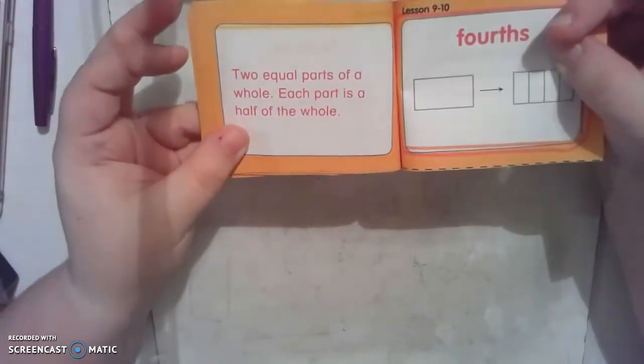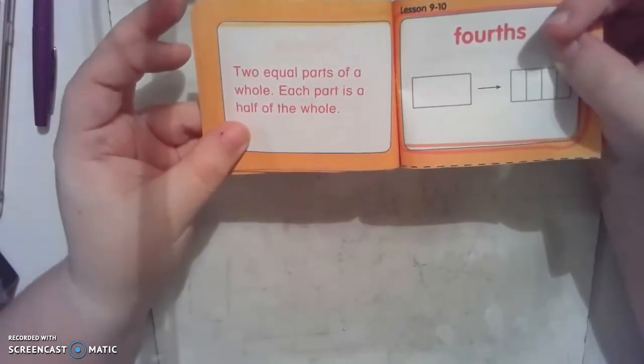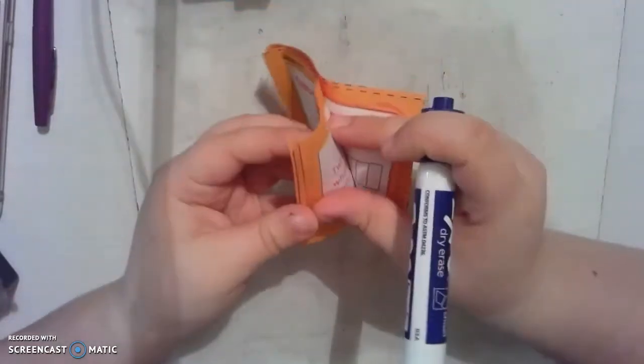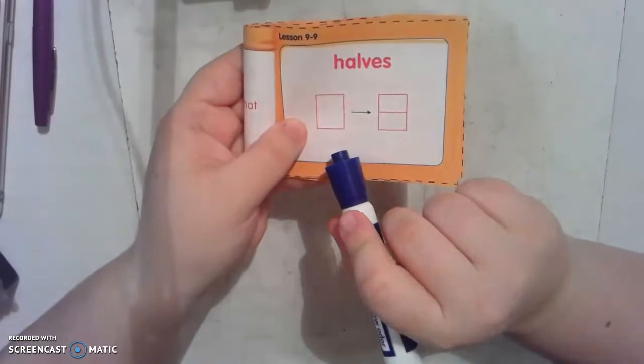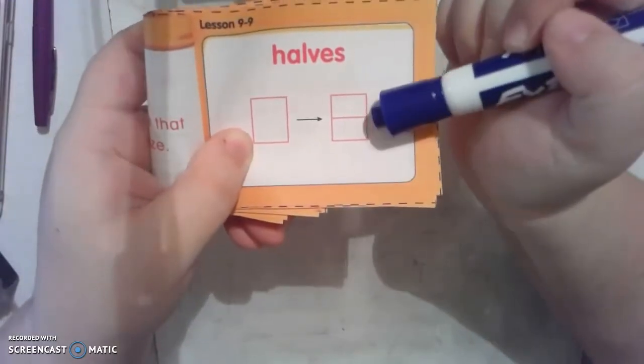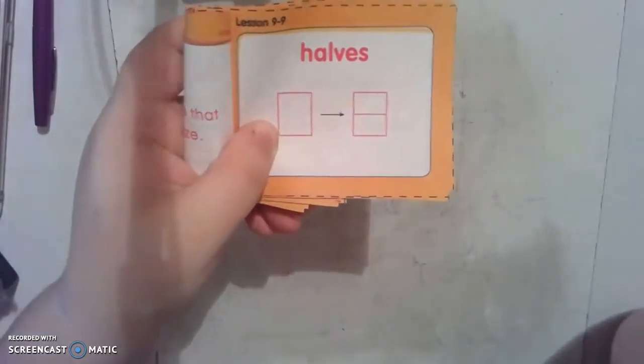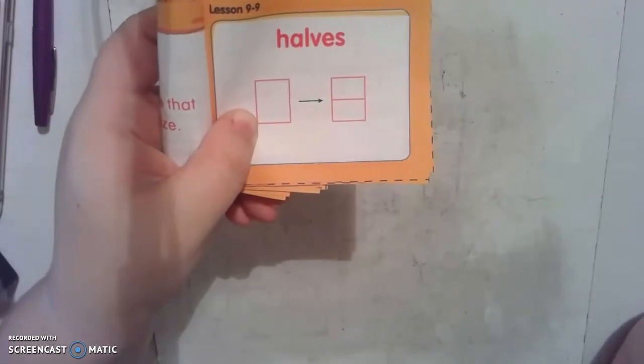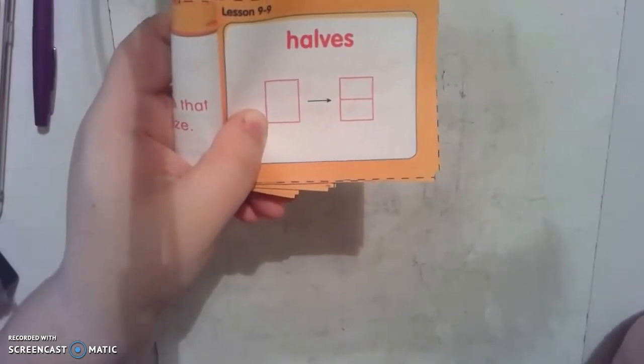So halves is 2 equal parts of a whole. Each part is a half of the whole. And if you look here, they have a rectangle right here and they cut it in half. So these sides, here I'm going to move this up. So these two halves right here, they split it, are the same. They're equal. They're the same exact thing. And they are 2 halves of the whole. Okay? So we're learning about halves today.